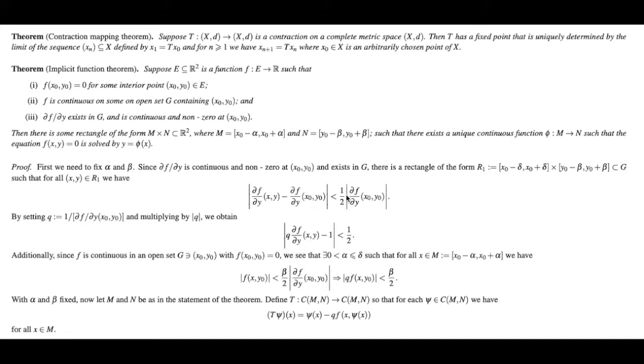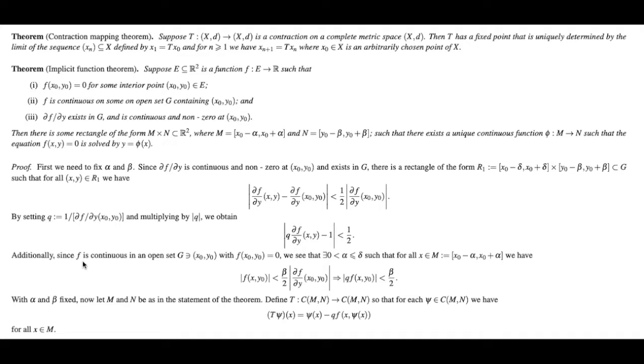So the mod q cancels out with the partial of f with respect to y on the right hand side, so we get 1/2 on the right hand side, and on the left hand side we get q times the partial of f with respect to y minus 1, and that has magnitude that is bounded above by half strictly.